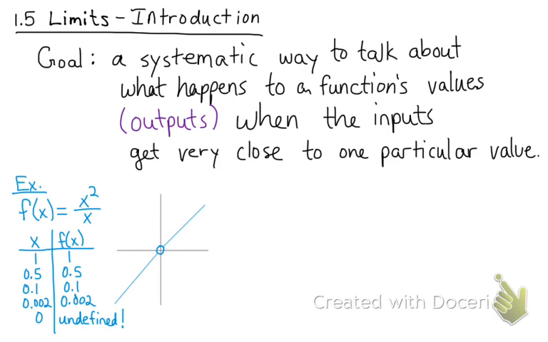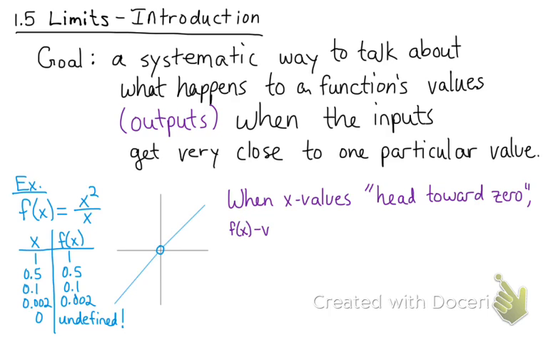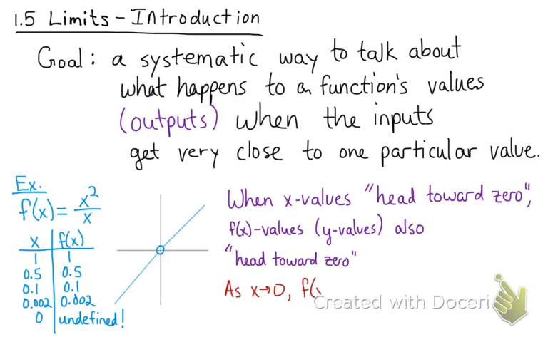It just doesn't ever quite get there, right? So when the x values head towards 0, the f of x values, the y values, also head towards 0. That's what happens to this function near x equals 0. A shorter way to write this, using some symbols, is: as x approaches 0, and we write a little arrow for approaches, f of x, the y values, also approach 0. So as x approaches 0, f of x also approaches 0. And this is the language we'll be using, and we'll also sometimes write it a different way with an equation.